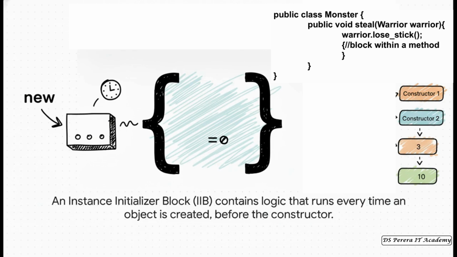First up, we have the instance initializer block, or IIB for short. You can spot it easily. It's just a set of curly braces. Curly braces sitting directly inside the class, but outside of any method. The key thing to know is that this code runs every single time a new object is created, and it always runs right before the constructor. So what's it for? It's perfect for handling any setup logic that's common to all of your class's constructors.